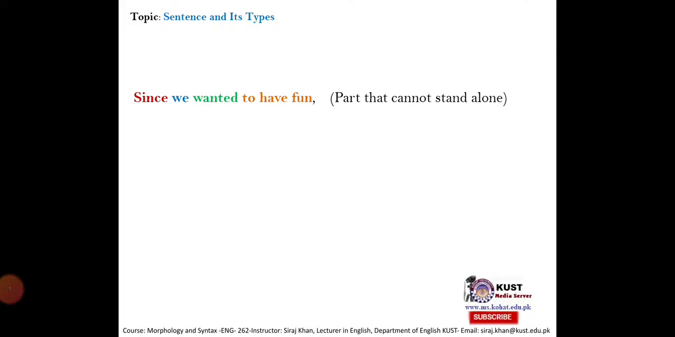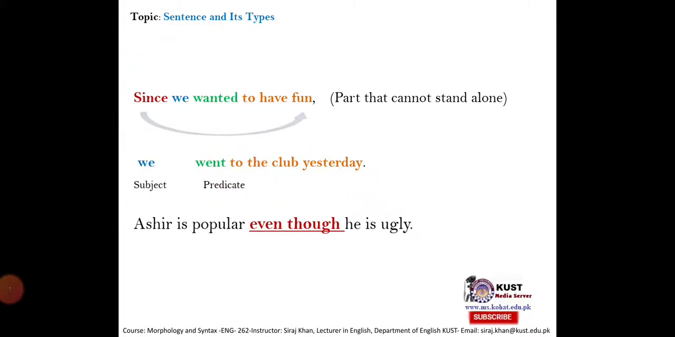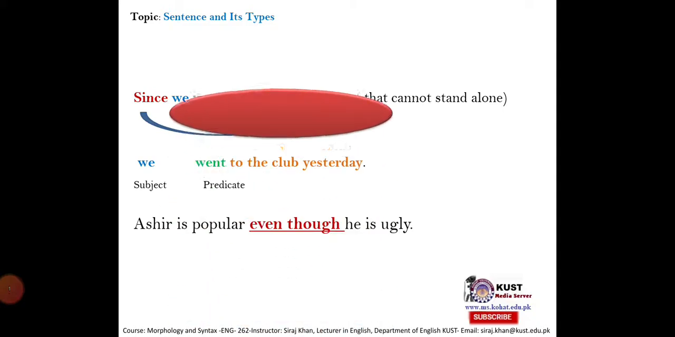For example, since we wanted to have fun, we went to the club yesterday. Since we wanted to have fun, that is the part that cannot stand alone. We went to the club yesterday. So we is the subject, went to the club is the predicate. Since here is used as a subordinating conjunction. So this part, since we wanted to have fun, is a part that cannot stand alone. So this is called a dependent clause.